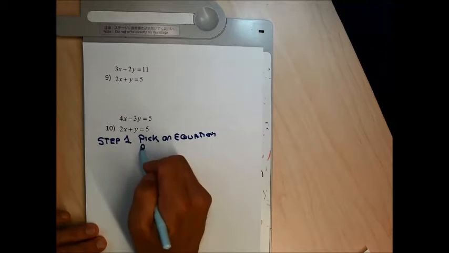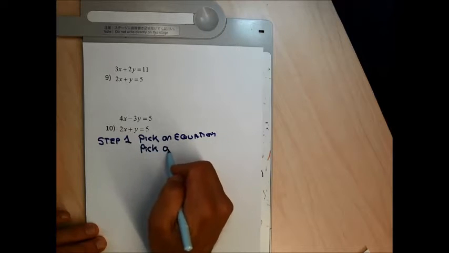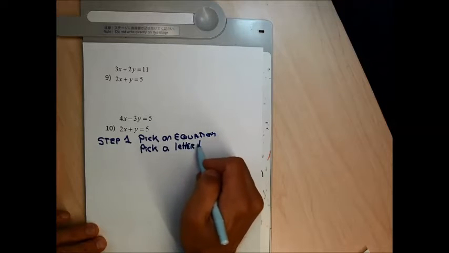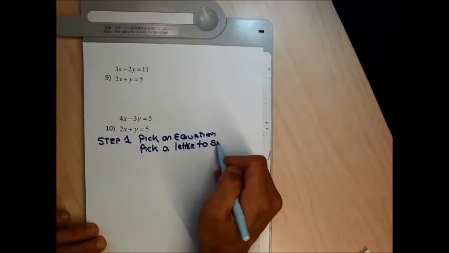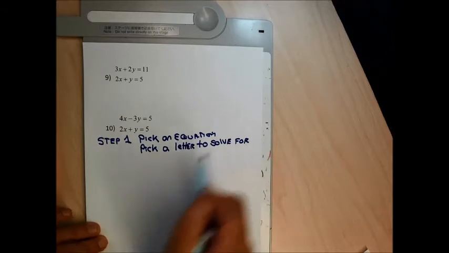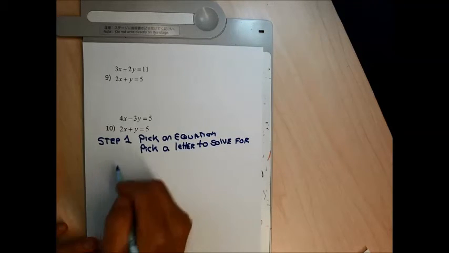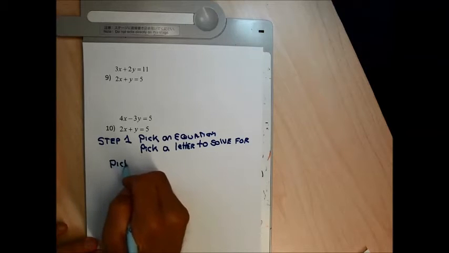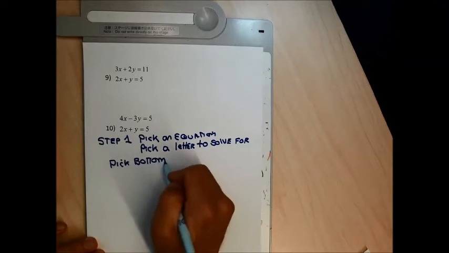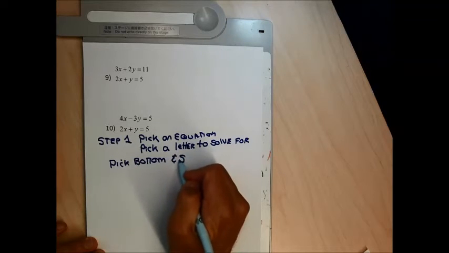And you need to pick a letter to solve for. You could pick x or y. There's no right or wrong thing to do, but there's things that are easier to do. So my step 1 is I'm going to pick the bottom equation and solve for y.